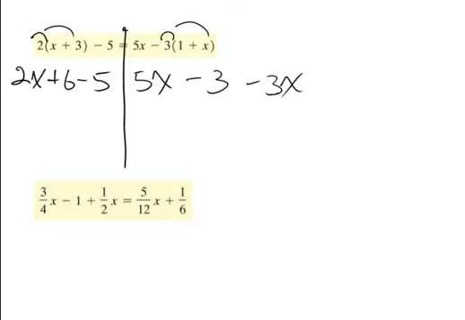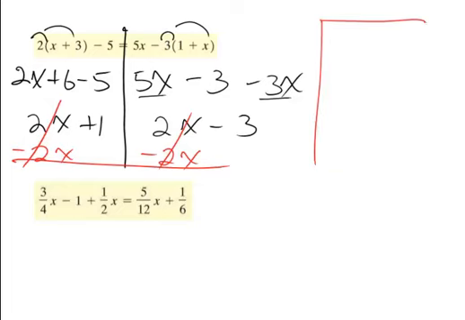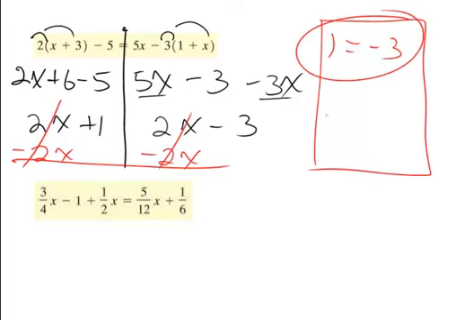We'll go ahead and combine like terms. So that's going to give me 2x plus 1. And let's see, 5x minus 3x is 2x minus 3. I'm going to go ahead here and subtract 2x from both sides. Those are going to cancel. And now what I'll be left with is 1 is equal to negative 3. Well, we know that's not true. So remember, if all my x's cancel and I get something that isn't true, then my answer is no solution.